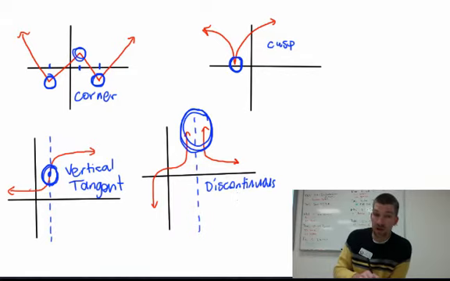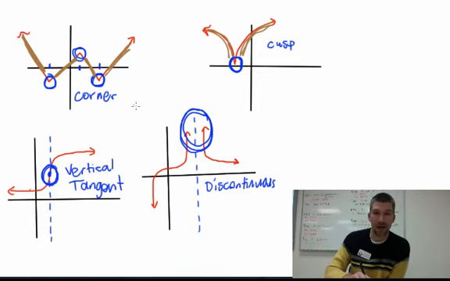Okay? But now let's talk about something else, because it's important to understand. I have a derivative all the way from here to here. I've got a derivative from here to here, from here to here, from here to here. I have a derivative everywhere except at these specific locations. And only those specific locations. Only at the corner, only at a cusp, only at a vertical tangent, and only at a discontinuity.